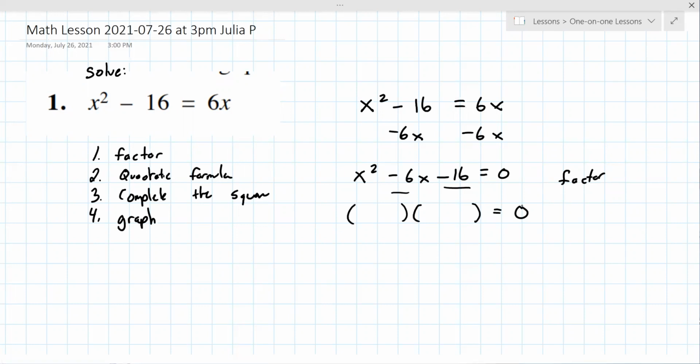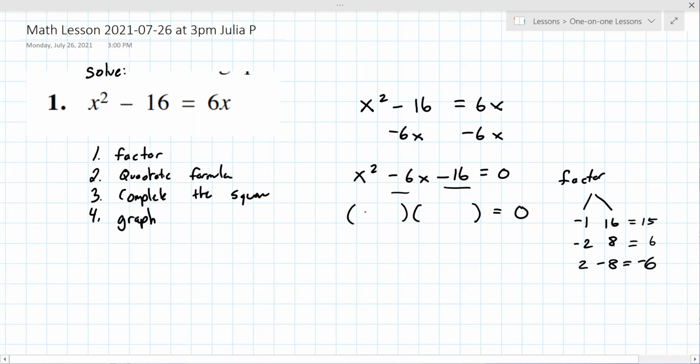So add up to 6 and multiply to 16? Negative 16. See how these all multiply to negative 16: negative 1 times 16, negative 2 and 8. But when you add them, the first two add up to positive 15, and these add up to positive 6. We really want negative 6. So you change the sign on those: 2 and negative 8 also works.